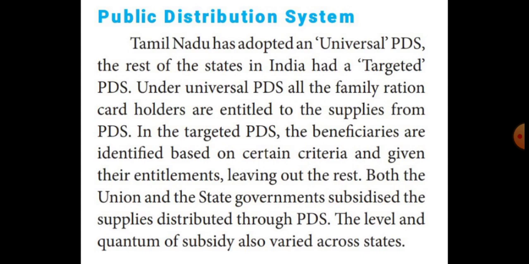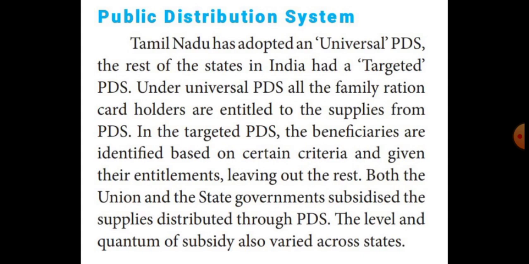Listen very carefully, students. There are two types of PDS, universal PDS and targeted PDS. Tamil Nadu has adopted universal PDS. The rest of the states in India have a targeted PDS. Universal PDS means distributing essential commodities at a subsidized rate and price.